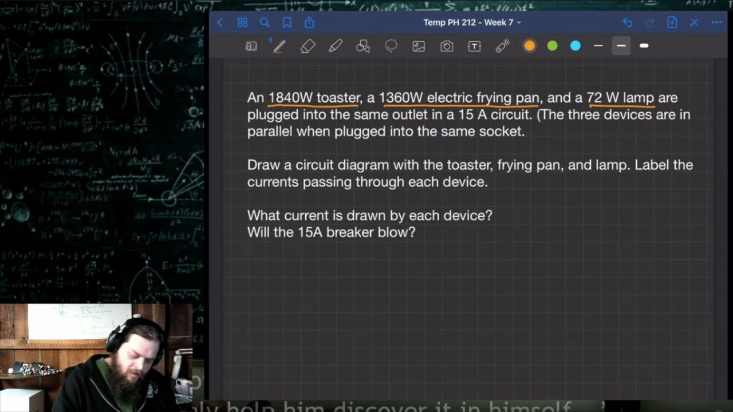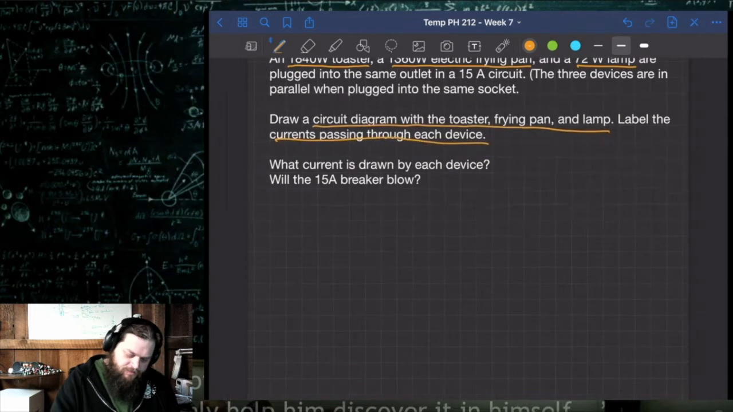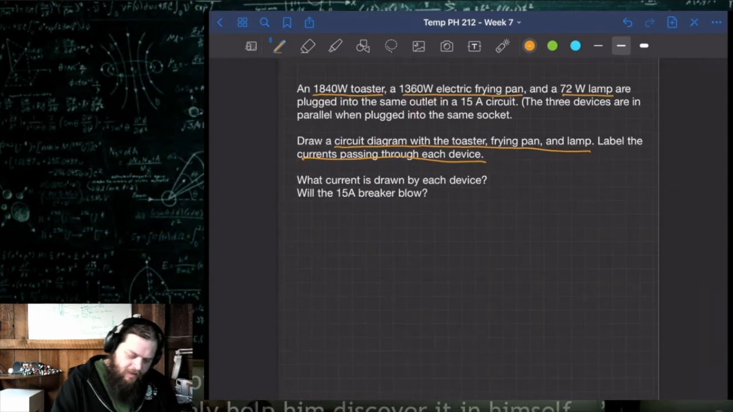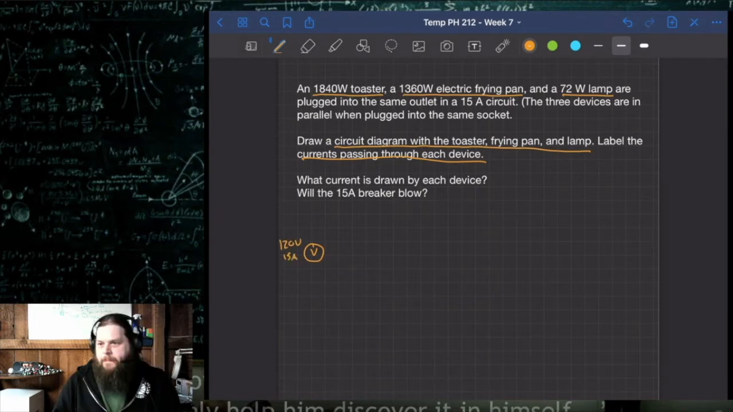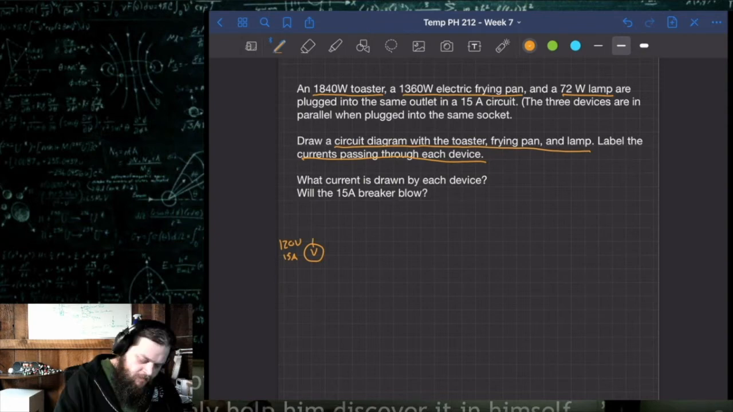So we need to draw a circuit diagram of the toaster, frying pan, and lamp, and label the currents passing through each device. So looking at that, the diagram would have a voltage supply, which is going to be a 120 volt, 15 amp supply. And that's just what comes out of the wall plugs of your house. It's 120 volts. Most circuits are about 15 amps. Some in the kitchen might be 20.